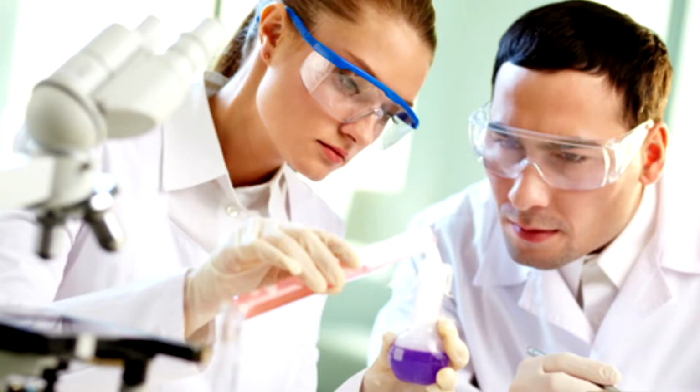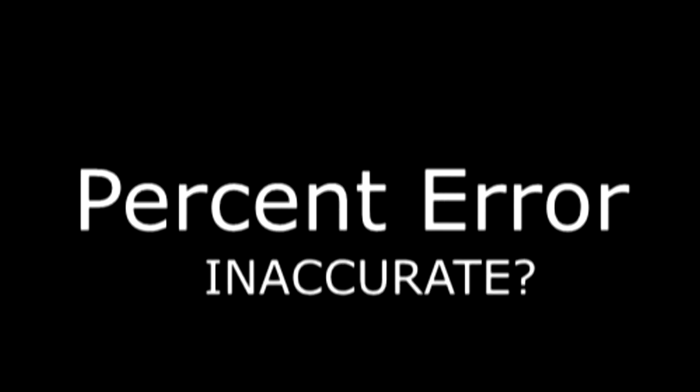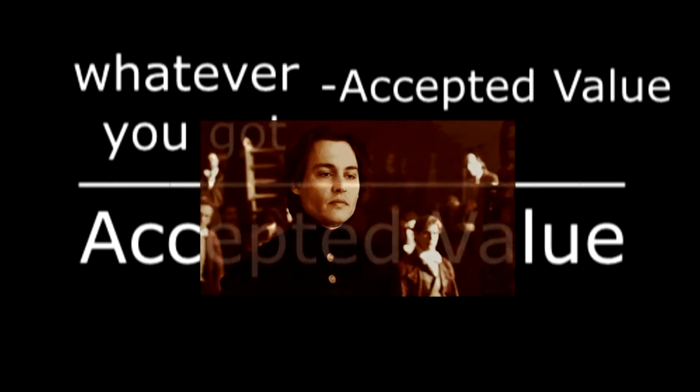Onwards, percent error. It turns out scientists have found new ways to make you feel bad about how dumb you are. So they invented something called percent error to find exactly how off the mark you are, or as you might say, how inaccurate you are. To calculate percent error, you subtract the accepted value from the value you got, and then you divide by the accepted amount, and it gives you a percent of how much you were off by.